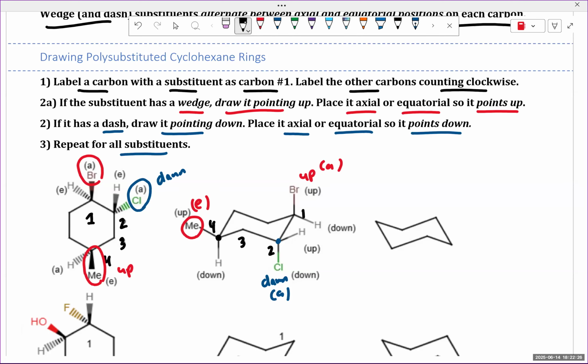The reason why I like this dash wedge method is it allows you to draw chair flips very quickly. So if we draw this molecule post chair flip, 1, 2, 3, 4, 5, 6, carbon 1 gets brought down, carbon 4 gets brought up. In this case, carbon 1, we have a bromine. The bromine must be pointing up. The up position at carbon 1 is the equatorial position. At carbon 2, the chlorine has a dash. The position that's pointing down would be the equatorial position.